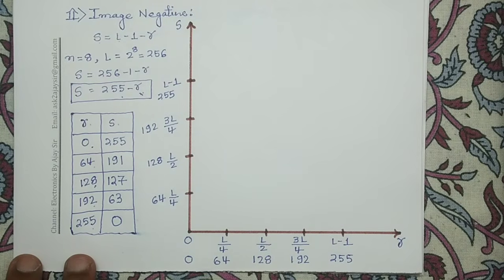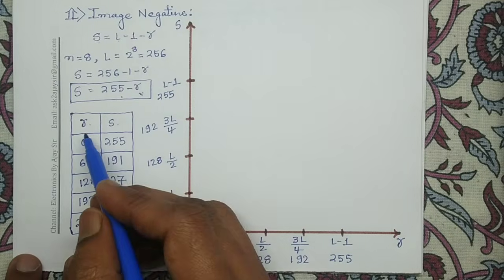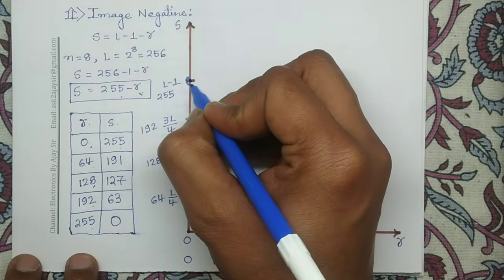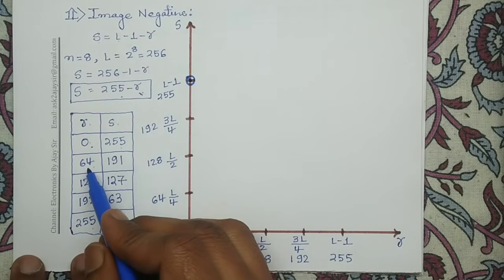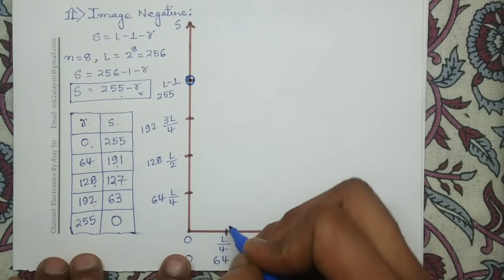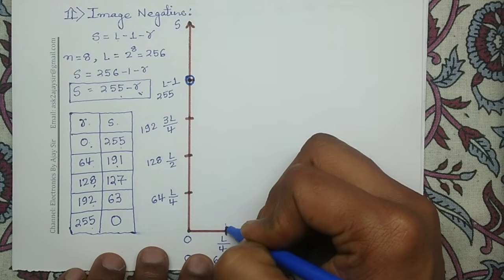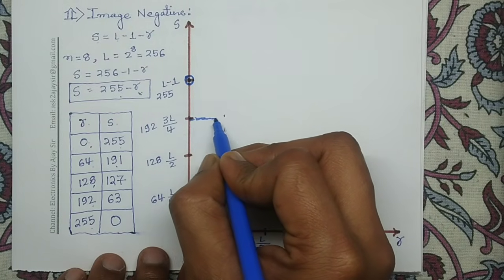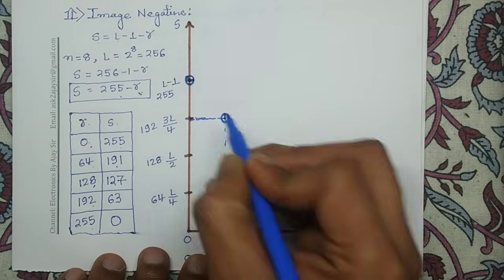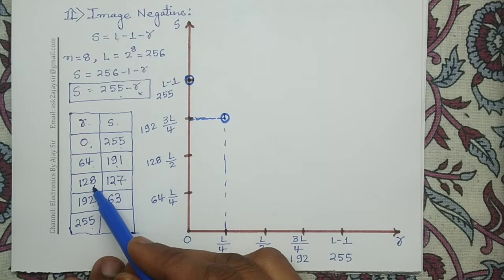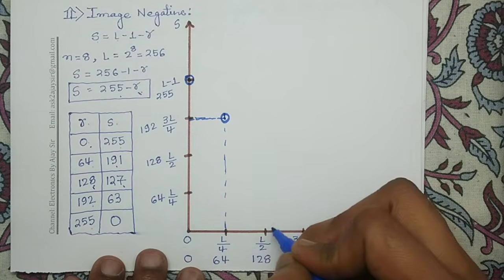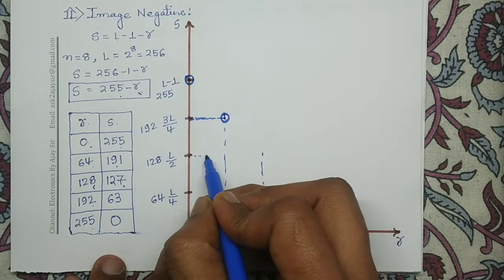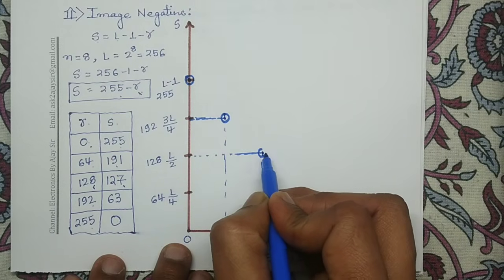Next, we will plot this transformation curve. When R equals 0, S equals 255, representing this point. When R equals 64, S equals 191, tentatively representing this point. When R equals 128, S equals 127, tentatively representing this point.